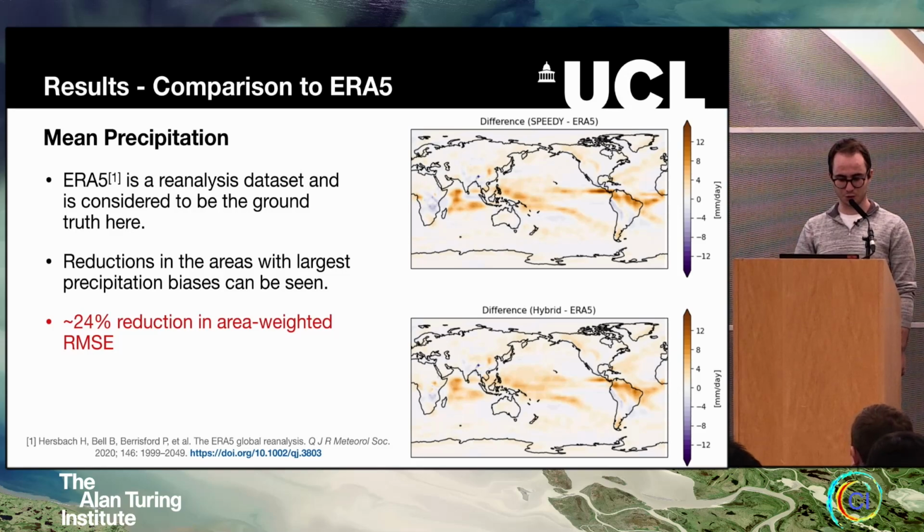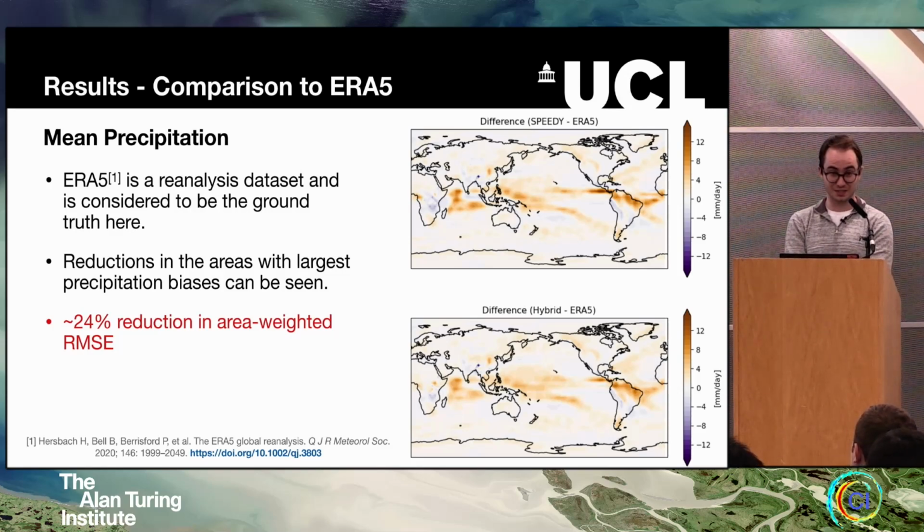I've put on here 24% reduction area-weighted RMSE. I believe this has actually changed, and we're now looking at near a 40% RMSE reduction in some metrics. Mostly this is due to the way that the interpolation was done for the ERA 5 data. So we're certainly looking at some relatively big improvements for our precipitation estimates here.